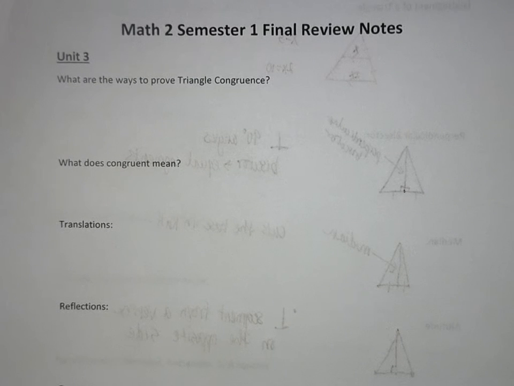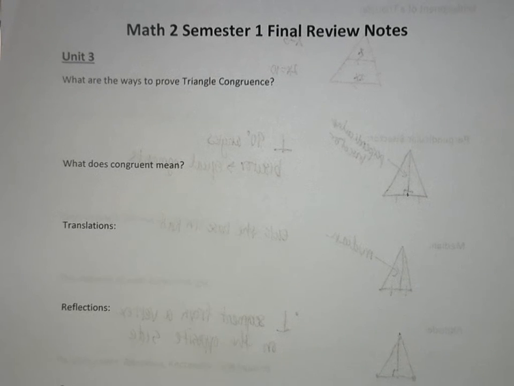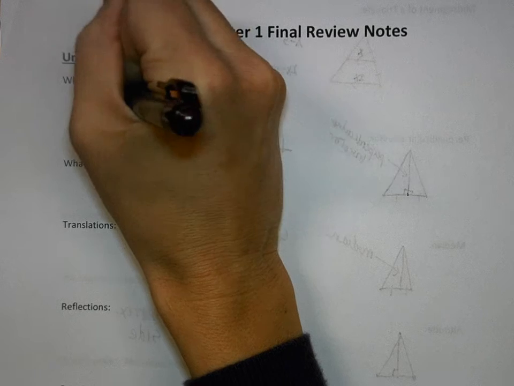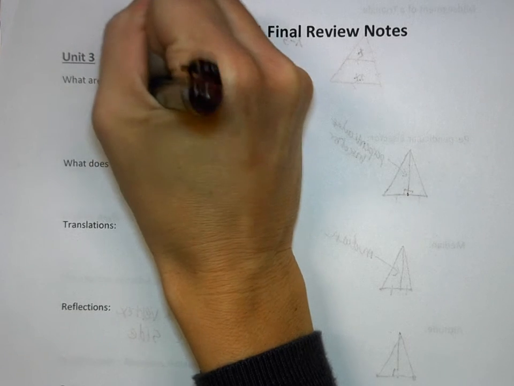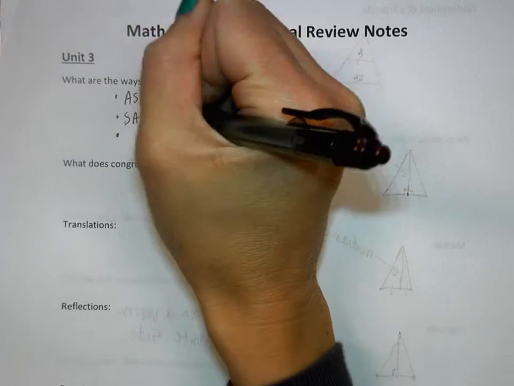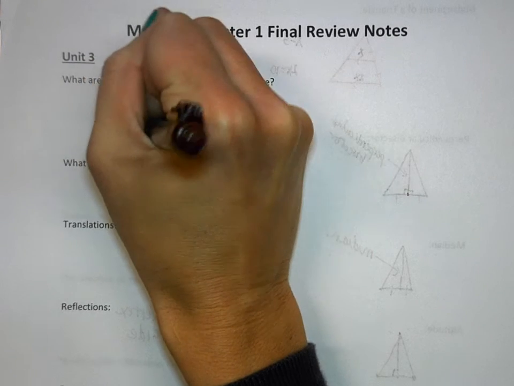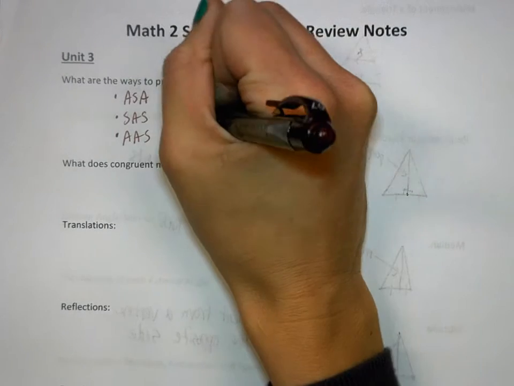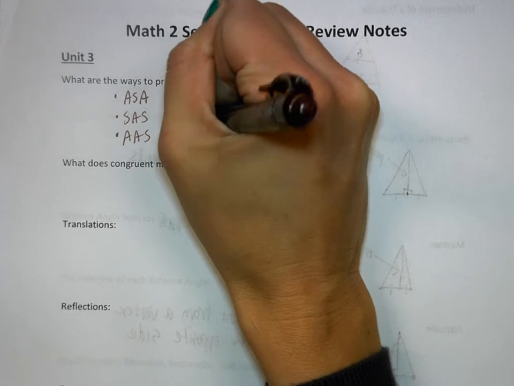Okay, Math 2, Unit 3, Semester Final Review. So first question, what are the ways to prove triangle congruence? Do you guys remember the different ways to prove triangle congruence? Okay, angle, side, angle is one of them. Side, angle, side, good. Angle, angle, side. Side, side, side. And hypotenuse leg. Very good.